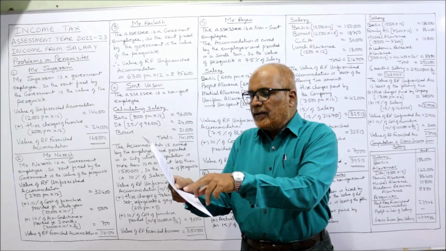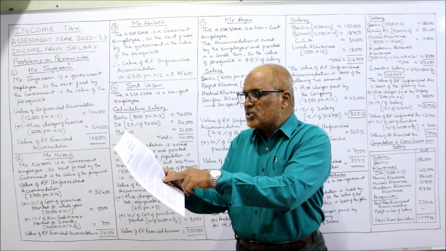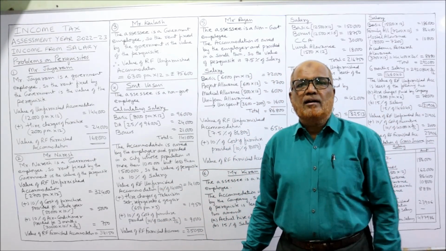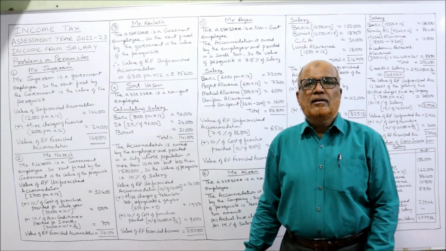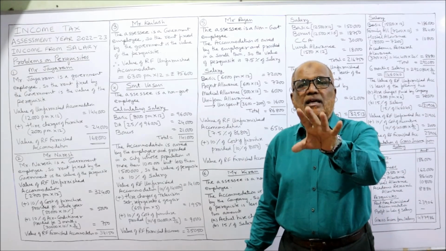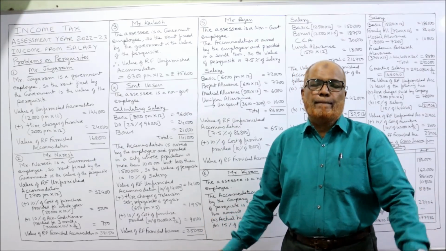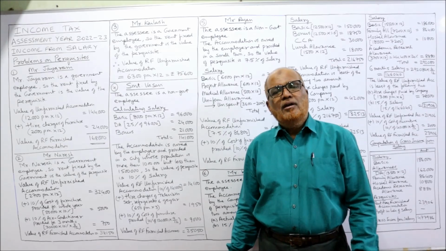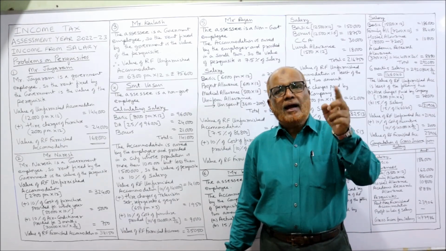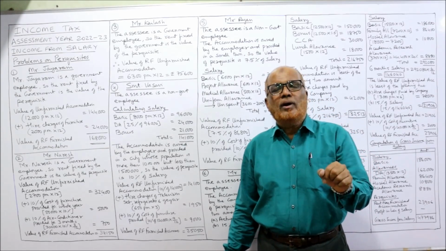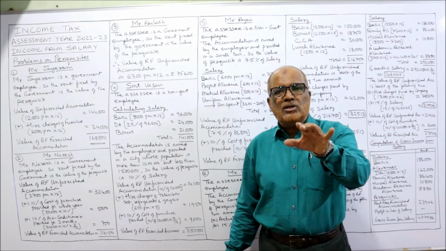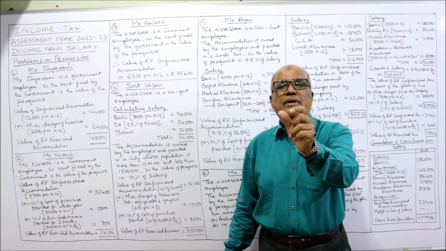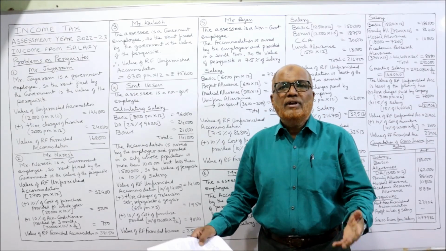In our problem, it is provided in a city where population is 12 lakh. 12 lakh means more than 10 lakh, less than 25 lakh. So 10% of salary is the value of the perquisite. That's all. So completely new points I have explained. Non-government employee, accommodation owned by the employer in a city where the population is 12 lakh. So the value of the perquisite is 10% of salary. Now we need the salary.